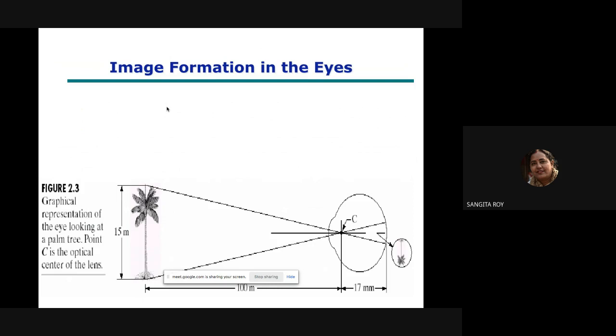So this is image formation in the eye, like a pinhole camera. Whatever object we are viewing is inverted inside the eye. So it is nothing but the same principle as that of a pinhole camera.